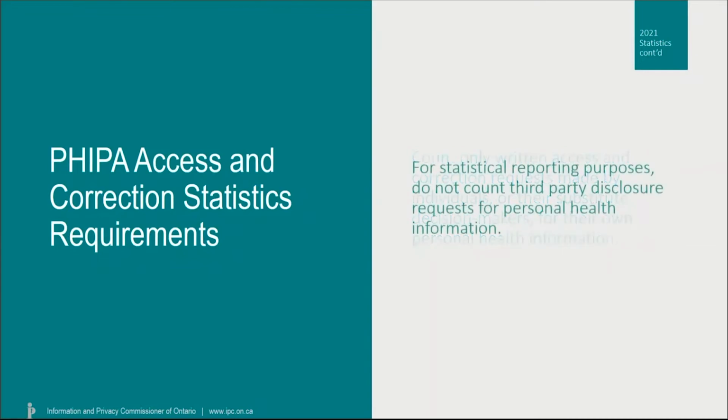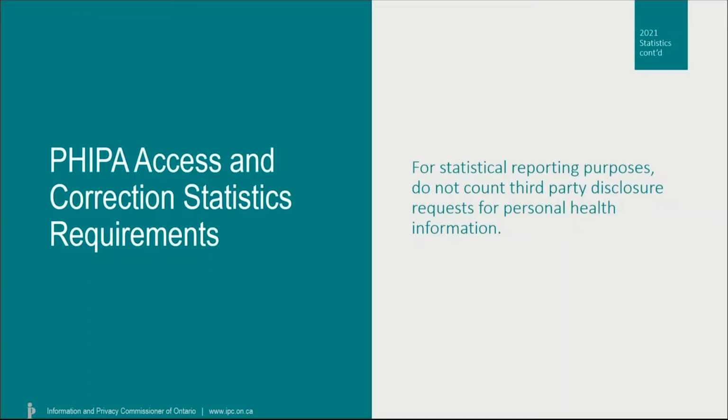Another requirement that I want to bring to your attention, and it's certainly a question that we often get year in, year out during statistical reporting season, is for statistical reporting purposes, do not count third-party disclosure requests for personal health information. So if a third party such as, let's say, the WSIB or an insurance company make a request for personal health information for their own purposes, let's say they're conducting an investigation or it's for processing a claim, this would be considered a disclosure request, not an access request.